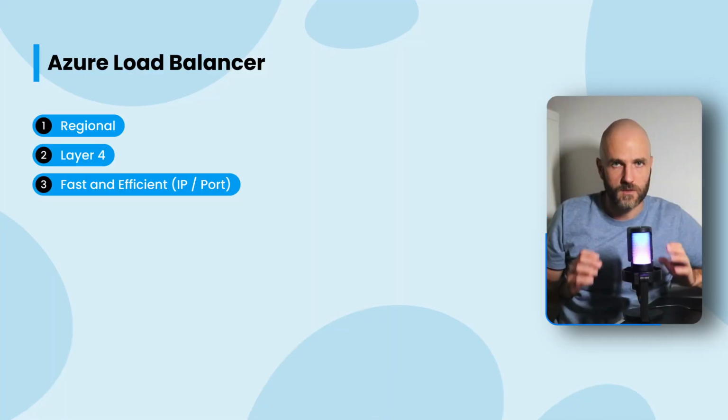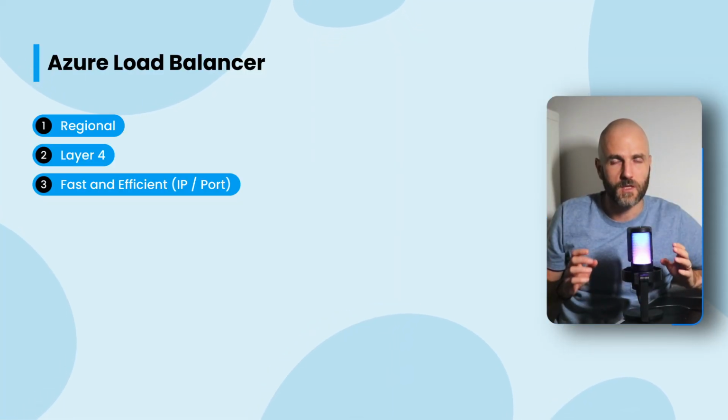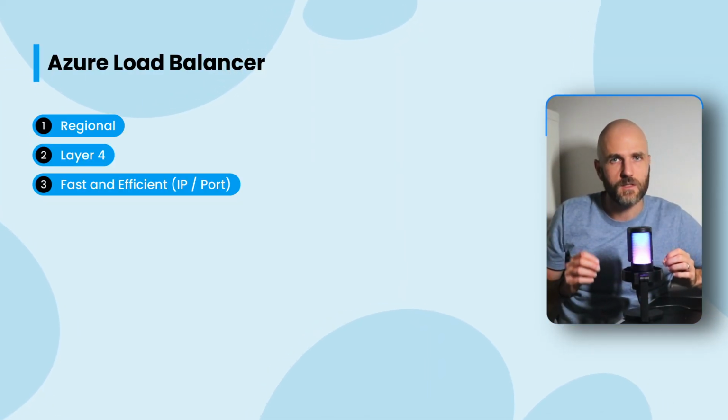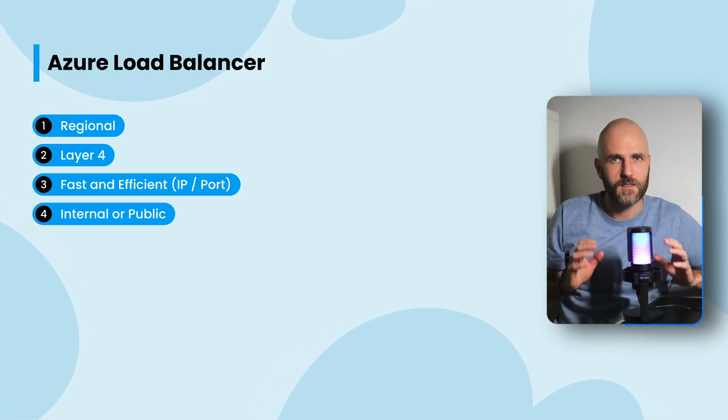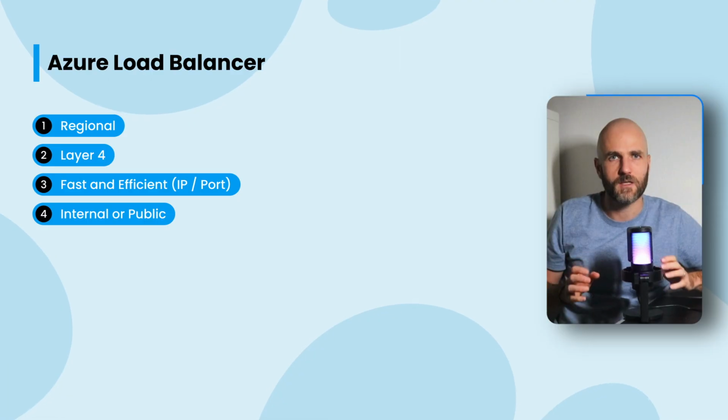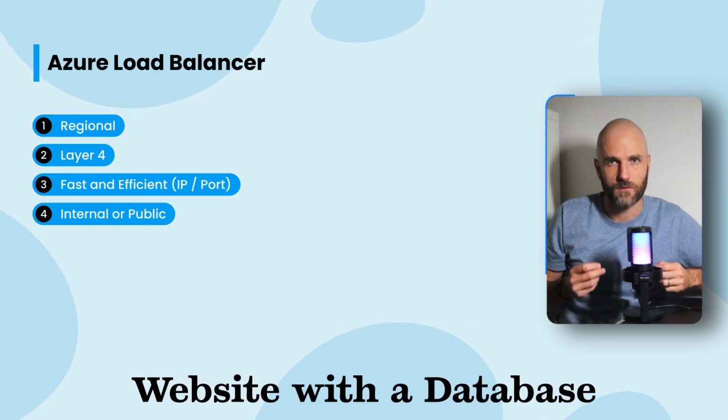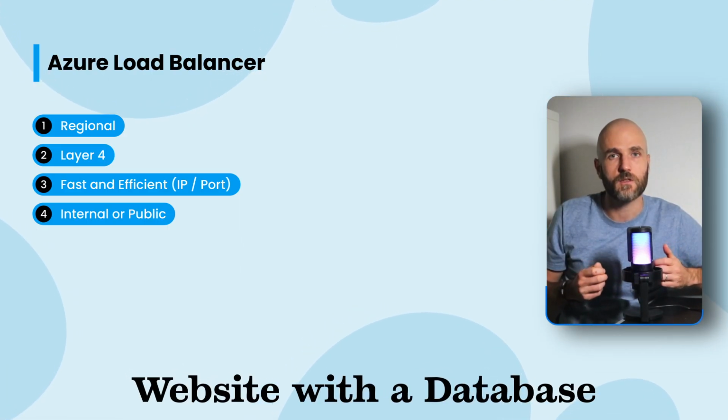Quick pro tip, always use the standard SKU. The basic one is free, which is tempting, but the standard version gives you a proper SLA and the modern features you actually want, like support for availability zones. The single most important thing to remember about Azure Load Balancer is that an instance is either internal for your private traffic or public for internet traffic. It can never be both at the same time. This makes it perfect for things like distributing traffic between your web servers and your internal database servers.